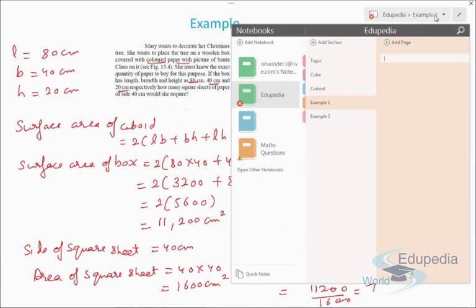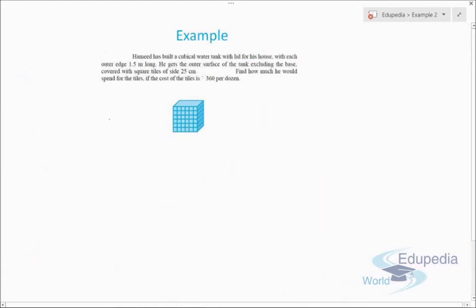Now let's discuss the next example, example number 2. It's a very interesting example, so you have to watch this part of the video very carefully. The example says that Hamid has built a cubical water tank with a lid for his house. Each has an outer edge of 1.5 meter long, which means this is 1.5, this is 1.5 meter long. Now he paints the outer surface of the tank excluding the base. You have to remember the base is excluded, so this means that we cannot use the formula directly over here.